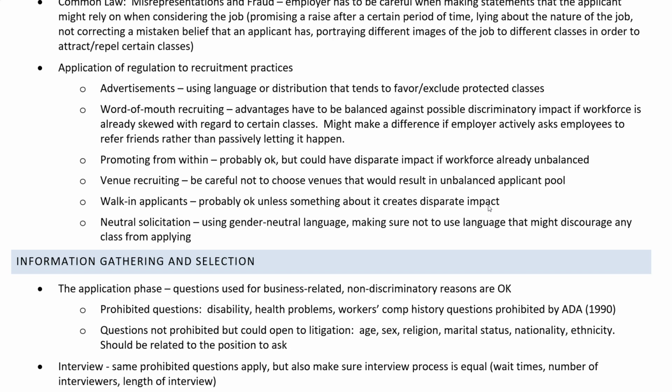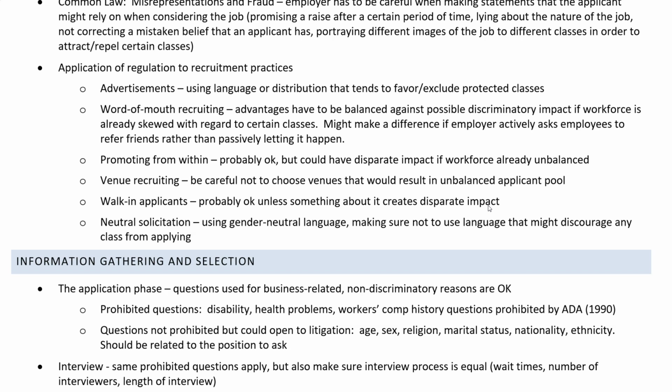Word of mouth recruiting is what a lot of small businesses do because they're not putting out a lot of advertisements, not paying a lot of money to do a lot of these recruitment efforts. So we're just relying on word of mouth, and that in most cases is fine. There are just some edge cases where we have to look at if there might be a discriminatory impact or a disparate impact. And I think we've mentioned that before, and we'll dive deeper into it later on in the course.